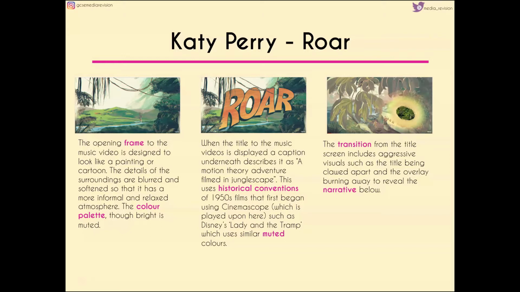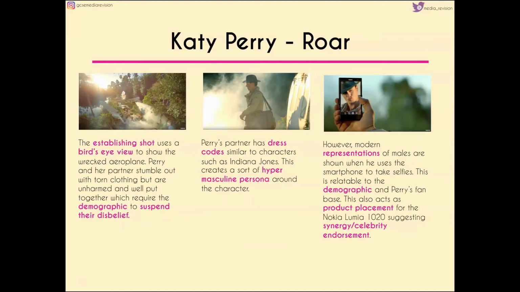Now, as part of a transition from that opening frame into the music video itself, the title screen has quite aggressive visuals. So across Roar, we have the title being clawed apart, and then we have this overlay burning away to reveal the narrative that's actually happening in the video below. Now the establishing shot shows a bird's eye view that reveals this wrecked aeroplane. Perry and her partner are stumbling out with torn clothing, but they seem to be unharmed and fairly well put together, which requires us to suspend our disbelief.